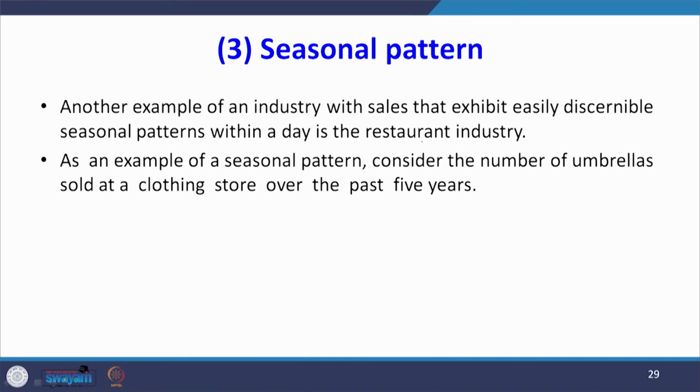Another example of an industry with sales that exhibit easily discernible seasonal patterns within a day is the restaurant industry. In the restaurant industry also you can see there is a seasonality. As an example of seasonal pattern, consider the number of umbrellas sold at a clothing store over the past 5 years. We can see there is a seasonal pattern. What will happen during rainy season? There will be more sales. During the summer season, there will be less sales.